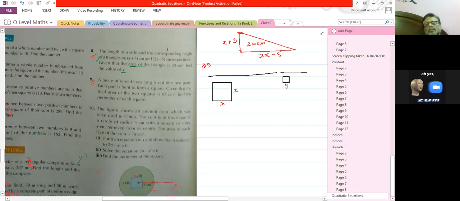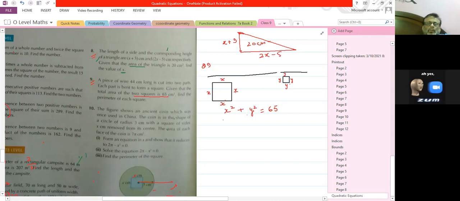So I say that this is x square, this is y square. If you see all sides, you say all sides are x; if you see all sides, say all sides are y. So we know that the total area is 65. What is the area of a square? This into this, so this is x squared, and this into this gives y squared. If I add both of them, I get 65. One equation is done.